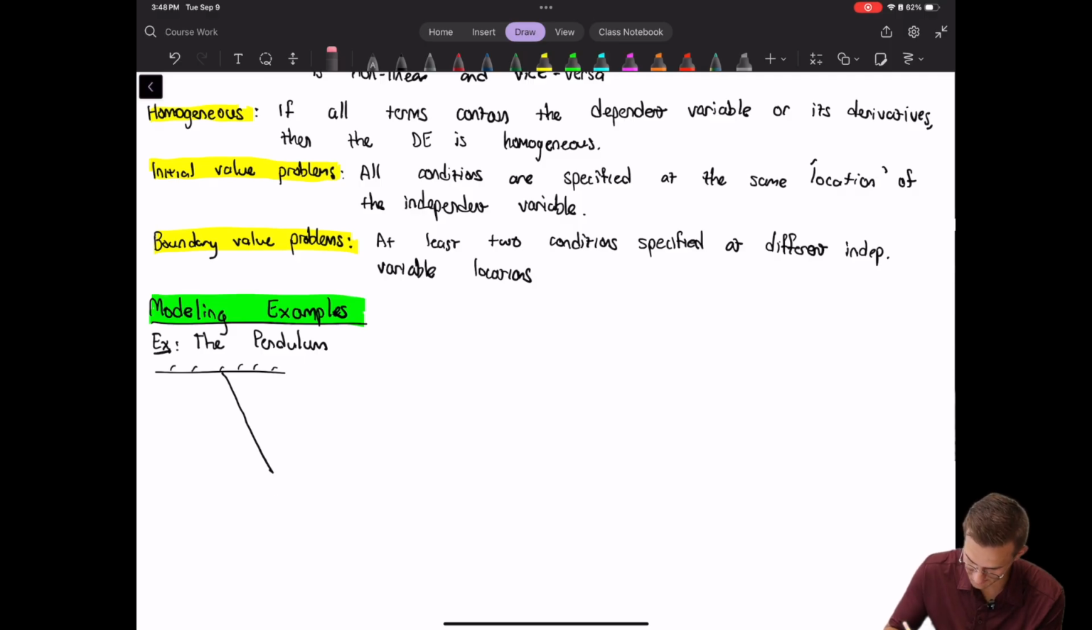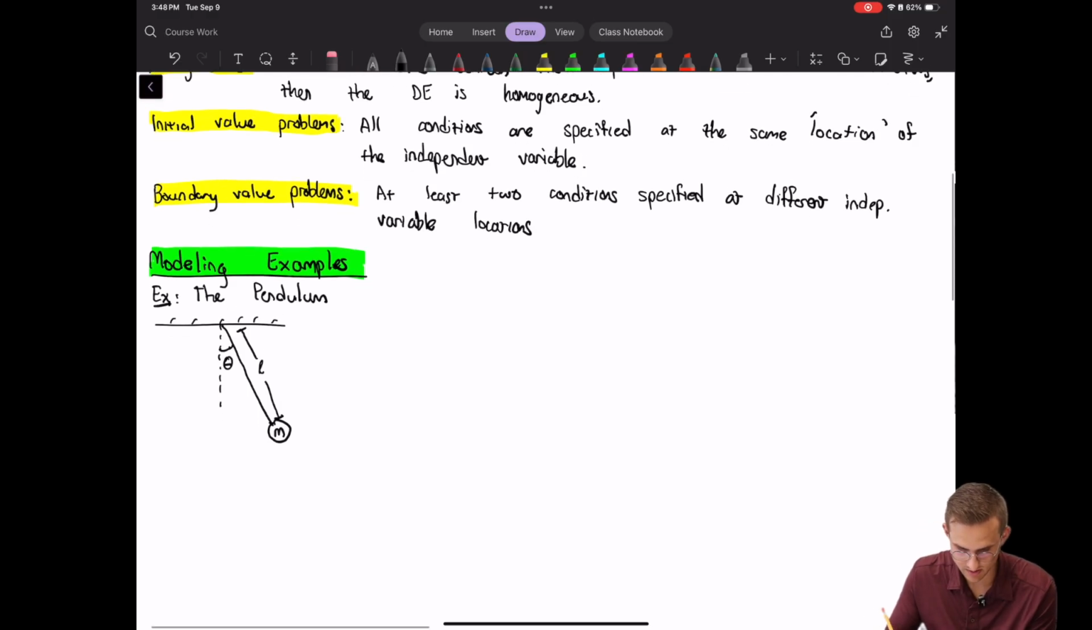The bob is going to have a mass m, okay? And we will define this datum, which is straight down from the ceiling, and the bob's angle off of that datum will be theta, and the string will be of length L.